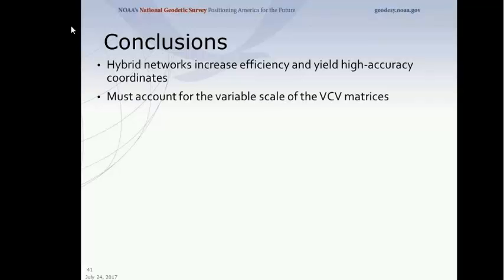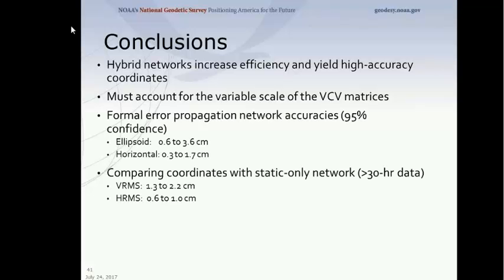You've got to account for the variable scale of the VCV matrices, those variance covariance matrices. That's a technical detail that probably deserves a lot more discussion than I'm giving here. Next. Here's just some results in terms of formal error propagation, like the charts are showing, just summarizing what accuracies can be achieved. That, really, the more shots per mark, the more you can drive those accuracy estimates down. And then we also compared our hybrid network coordinates with our static-only network coordinates, and that summarizes some of those results in terms of vertical and horizontal RMS. Next.